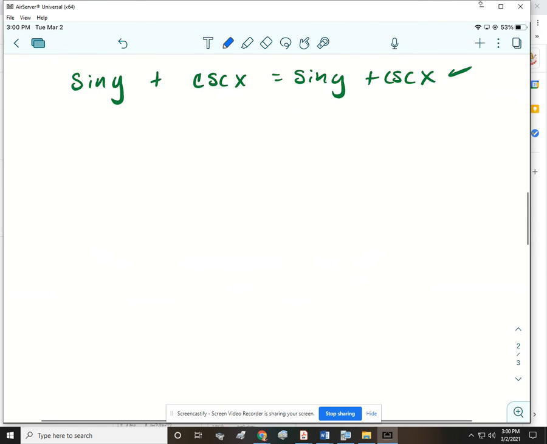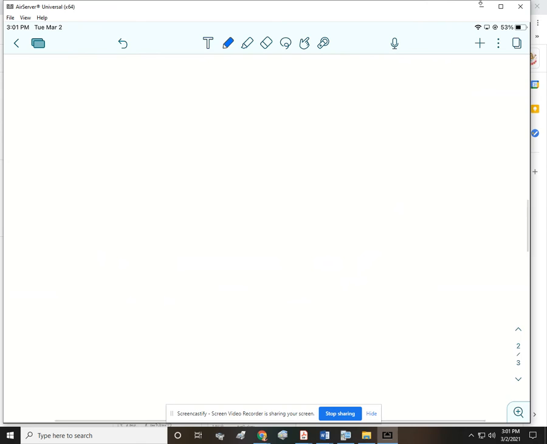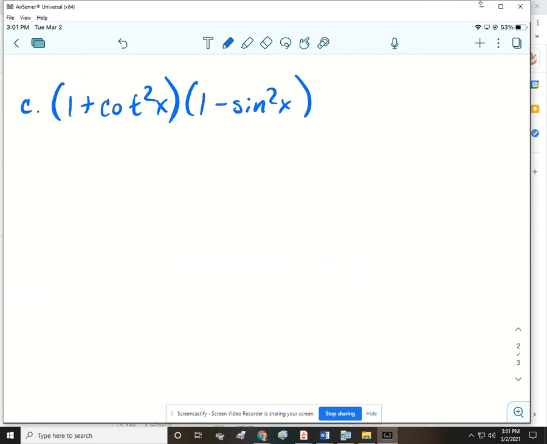Okay, so one more. For C, we have multiplication. We have in parentheses 1 plus cotangent squared of x, and then in another set, we have 1 minus sine squared of x. Now, I do know, sorry, that should equal cotangent squared of x. I do know that it's hard for you to know when you need to multiply, when you need to simplify, or when you need to do lots of different things.